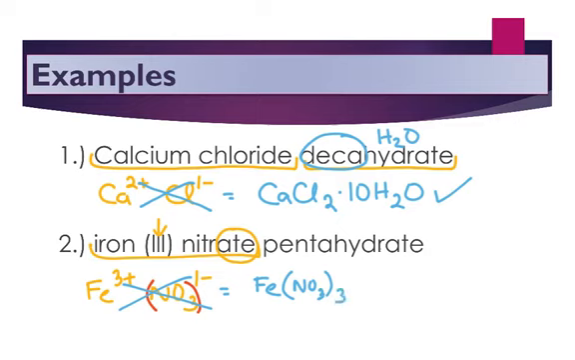Now I'm going to tackle this pentahydrate. So going to the table for prefixes, penta is 5. Hydrate just means water. So 5 waters, 5 H2Os.